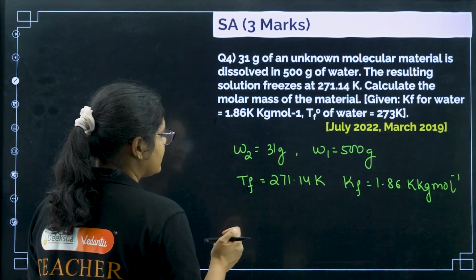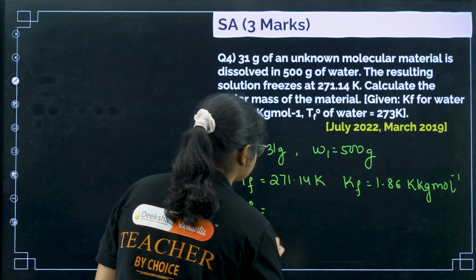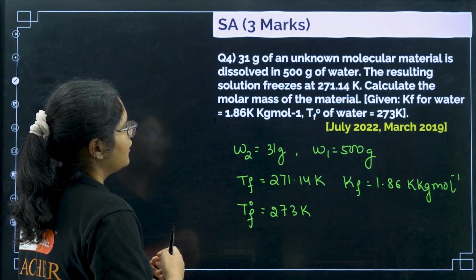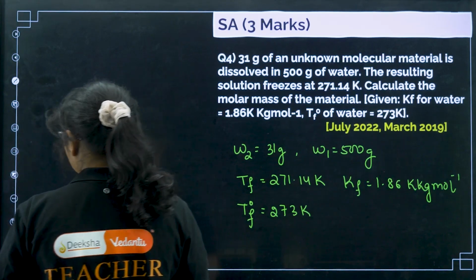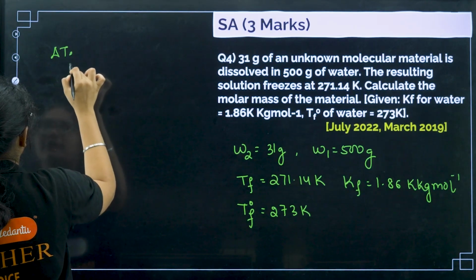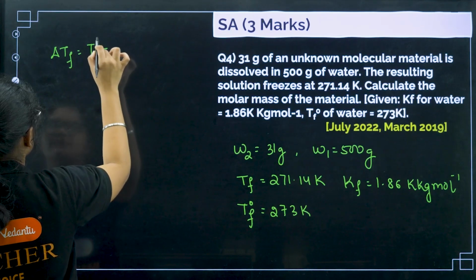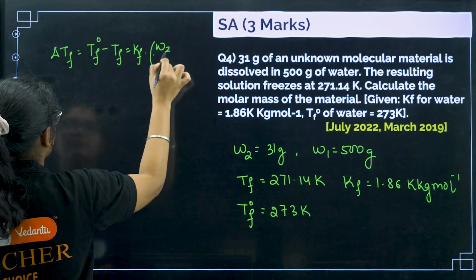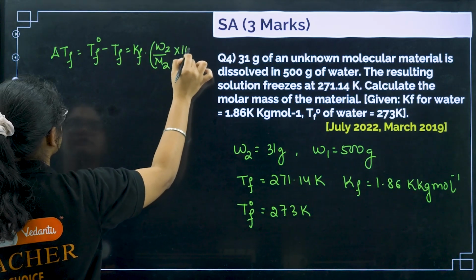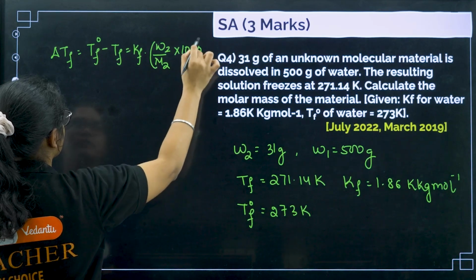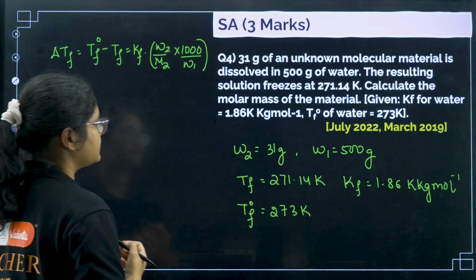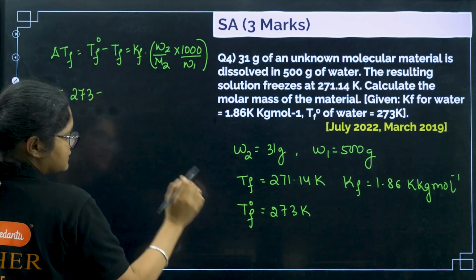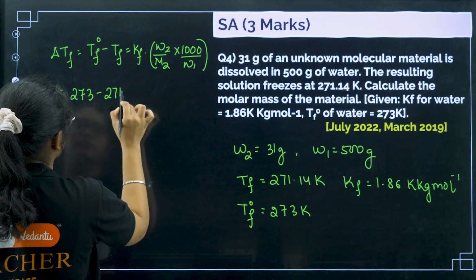Then T naught F value is already given to you, 273 Kelvin. We need to calculate again the molar mass. So it's the same formula, I will write here directly. Delta TF is equal to what? T naught F minus TF is equal to Kf into molality, that is W2 by M2 into 1000 by W1. So now if I solve this, T naught F is 273, minus TF is 271.14.